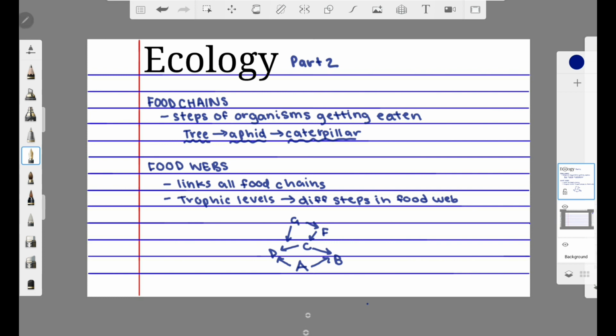So if we look at this food web, one thing to note is that the arrow always points from what is eaten to what is eating it. So in this case, B eats A, C eats B, and so on.